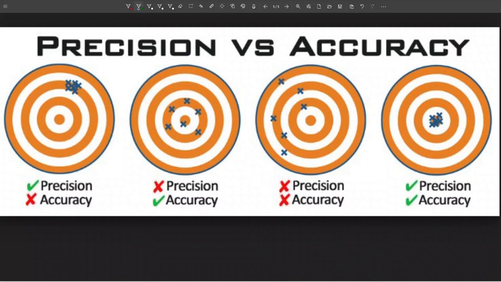In this diagram, it's quite funny, but it simply explains what precision and accuracy are all about. Sometimes a value might be precise but not accurate. It might be accurate but not precise. It might be both precise and accurate. It might be precise and not accurate. It depends on the kind of error you have in your calculation.